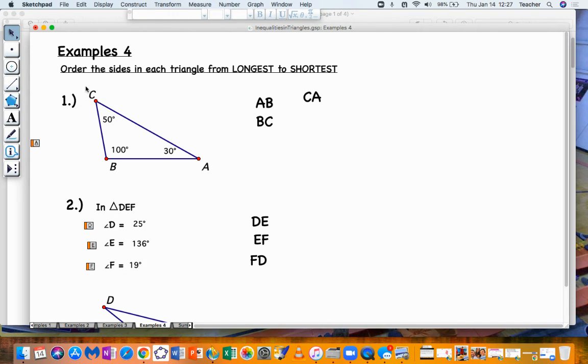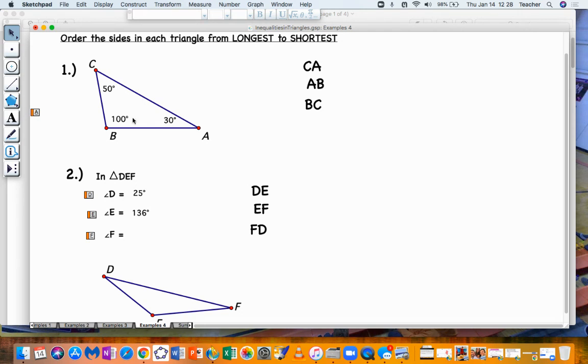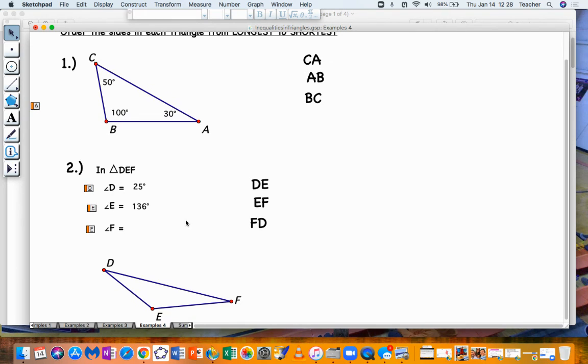Okay, next largest angle is C. That means AB will be the next longest. And BC, because we're going longest to shortest, BC better be opposite the shortest angle or the smallest angle, and it is. So that would be the order of that one. Okay, this one right here. Again, just like the diagram only gave you 2, I had to find a third. Got to do the same thing here.